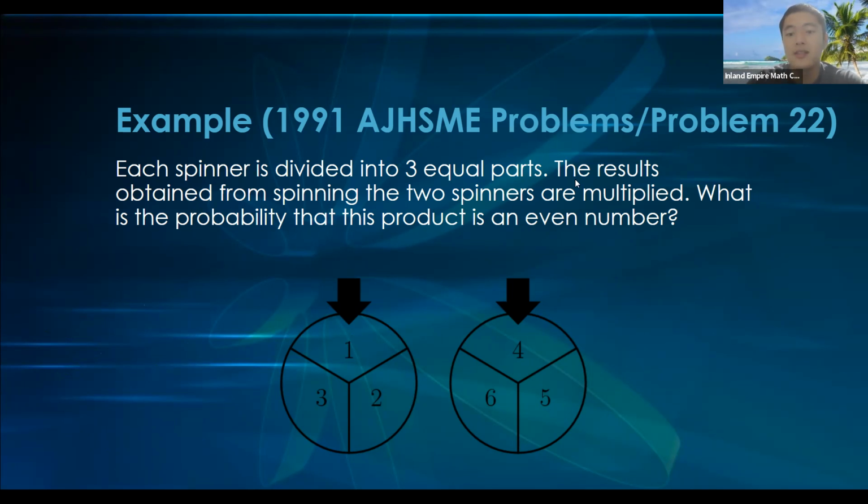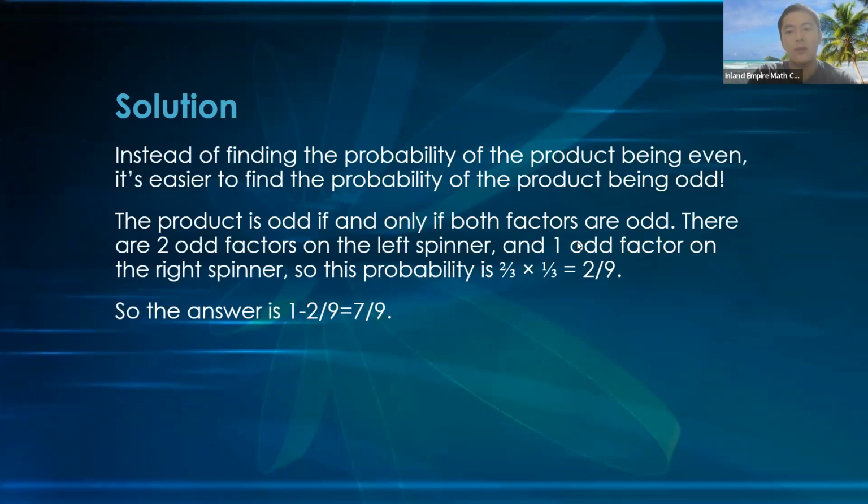The way you would do this is, instead, you calculate the probability that the product is an odd number, because that's so easy. If it's an odd number, both of these have to be odd, and that's simply a multiplication problem. Instead of finding the probability of the product being even, we're going to find the probability of the product being odd. As I have already stated, the product is odd if and only if both factors are odd.